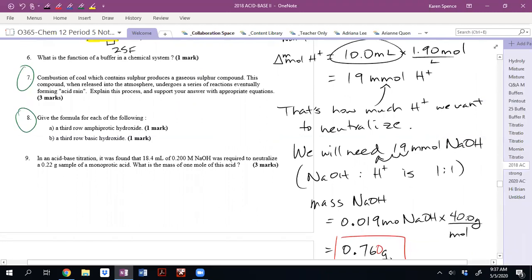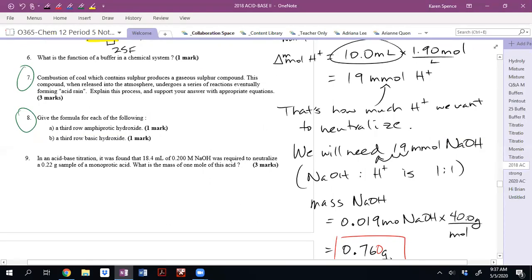All right. Let us then take a look at number 7. Combustion of coal, which contains sulfur, produces a gaseous sulfur compound. This compound, when released into the atmosphere, undergoes a series of reactions, eventually forming acid rain. Explain this process and support your answer with appropriate equations.